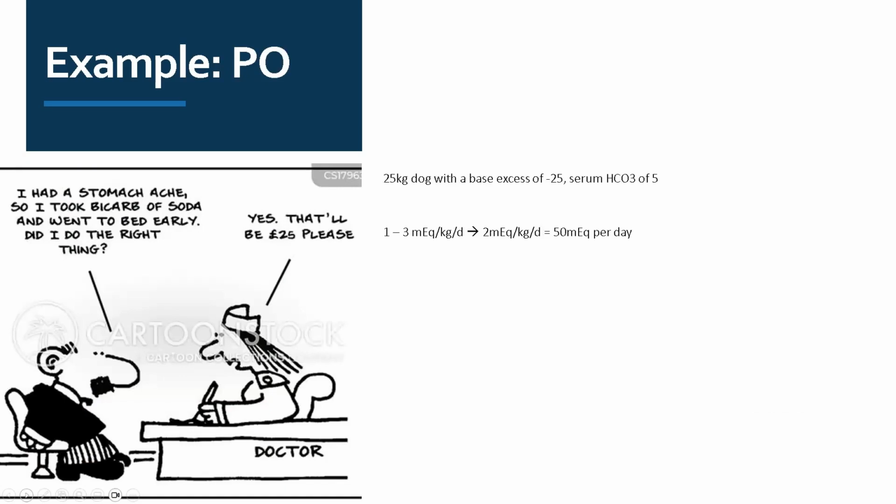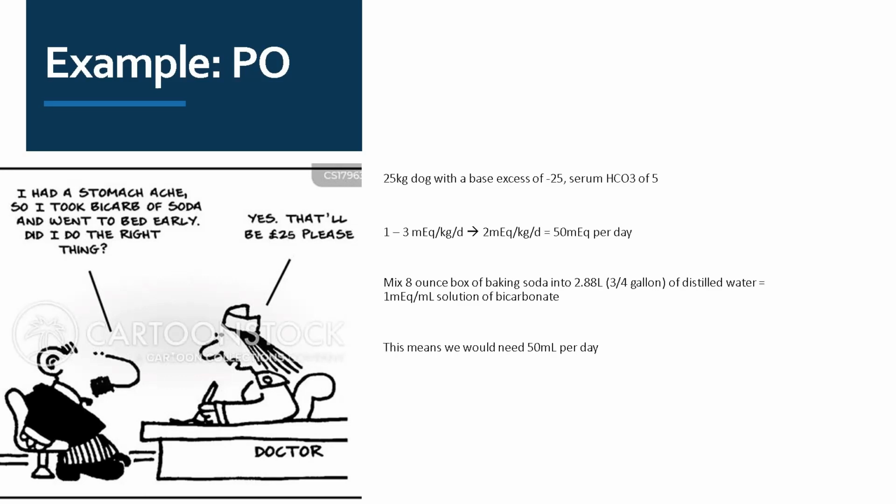If you want to do it orally or via feeding tube, it's the same thing. This is just the very basic empirical approach if you don't want to do the math or you're too busy. So here are the steps. You would need 50 milliequivalents per day if you follow these DIY concentrated solution instructions. Then if you're feeding them twice a day, you just give 25 mixed into the food or via feeding tube.